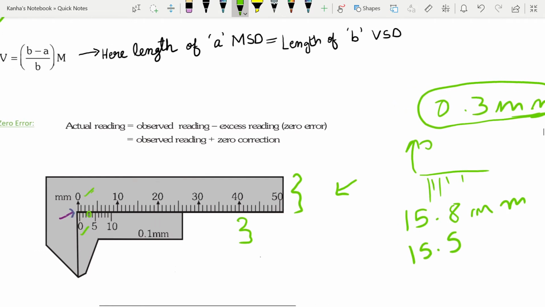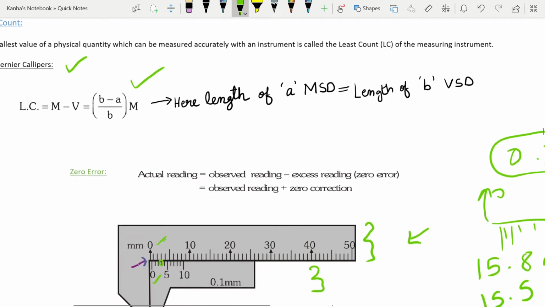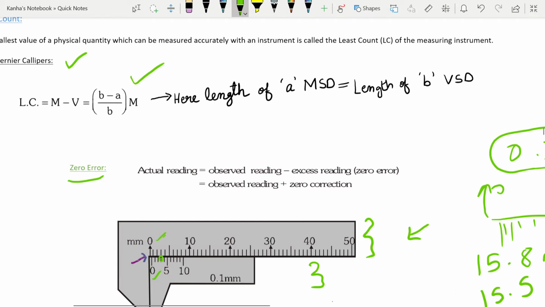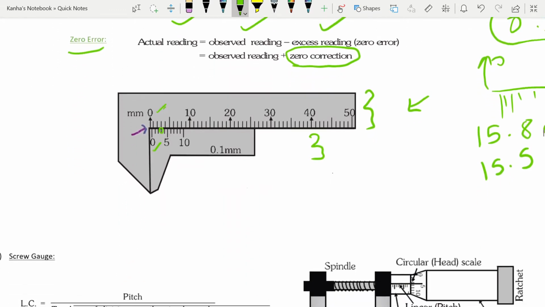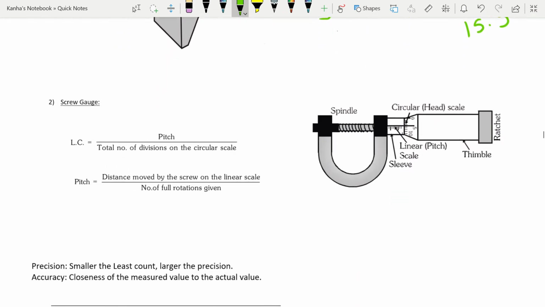So what you do is, first of all, in any equipment, you need to find the least count of the equipment. Okay, and then you need to find the zero error if it's there. If a zero error is there, then your actual reading is the measured reading or the observed reading minus the zero error. There is one more term which is known as the zero correction. Zero correction is nothing but the negative of zero error. Okay, let's move on to the screw gauge. We will look at the problem so that this becomes more clear.